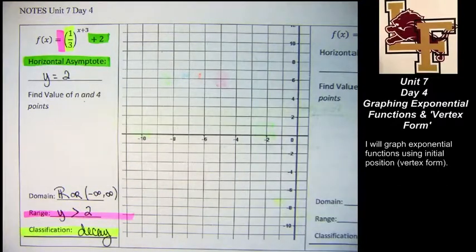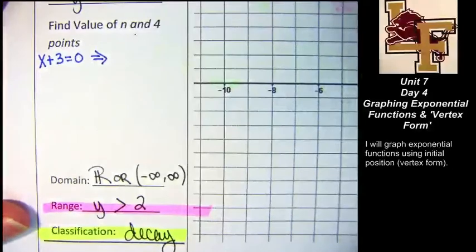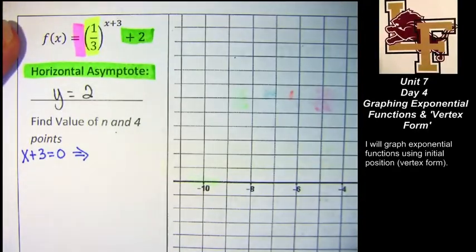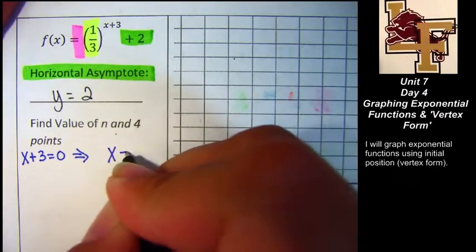Good. Let's grab some points so that we can start to graph it. The first point that is the easiest for us to grab is the value of x that makes that exponent 0. So I have taken the exponent and set it equal to 0, and now I'm going to solve that. What does x need to equal? x is -3, because -3 plus 3 is 0.